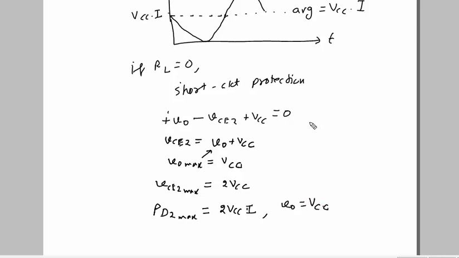Now this condition also will not prevail for longer periods of time. For this also the average power dissipation of Q2 will be VCC into I. Okay, so this was about the power dissipation, which we concluded based on the signal waveforms. Now one more topic we will cover is power conversion efficiency, a very very important topic.